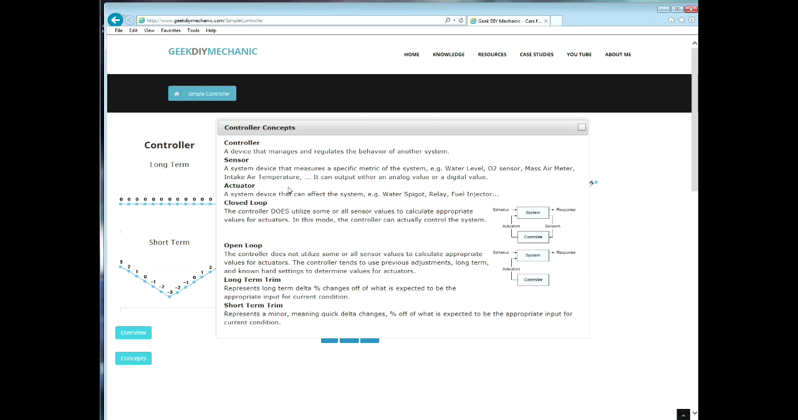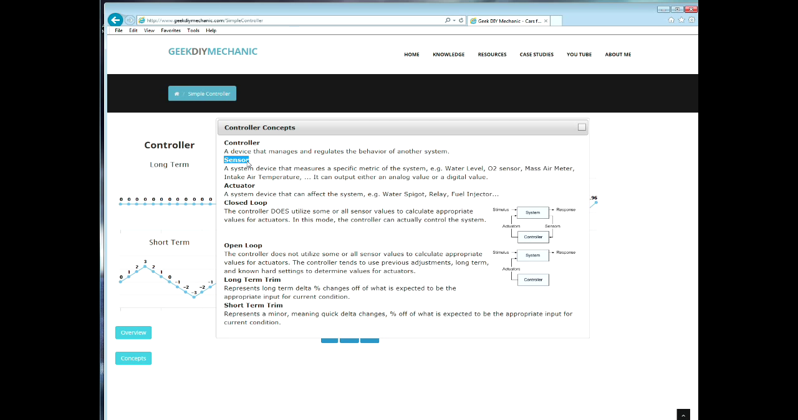So again, the controller is the main device that's trying to control the system: ECU, PCM. A sensor is a device used to monitor the system to get important metrics of that system. It could be temperature. In our case, it's the level of the bucket. An actuator is something that acts on the system. In our case, it's the spigot, but it could be a relay, fuel injector, whatever.